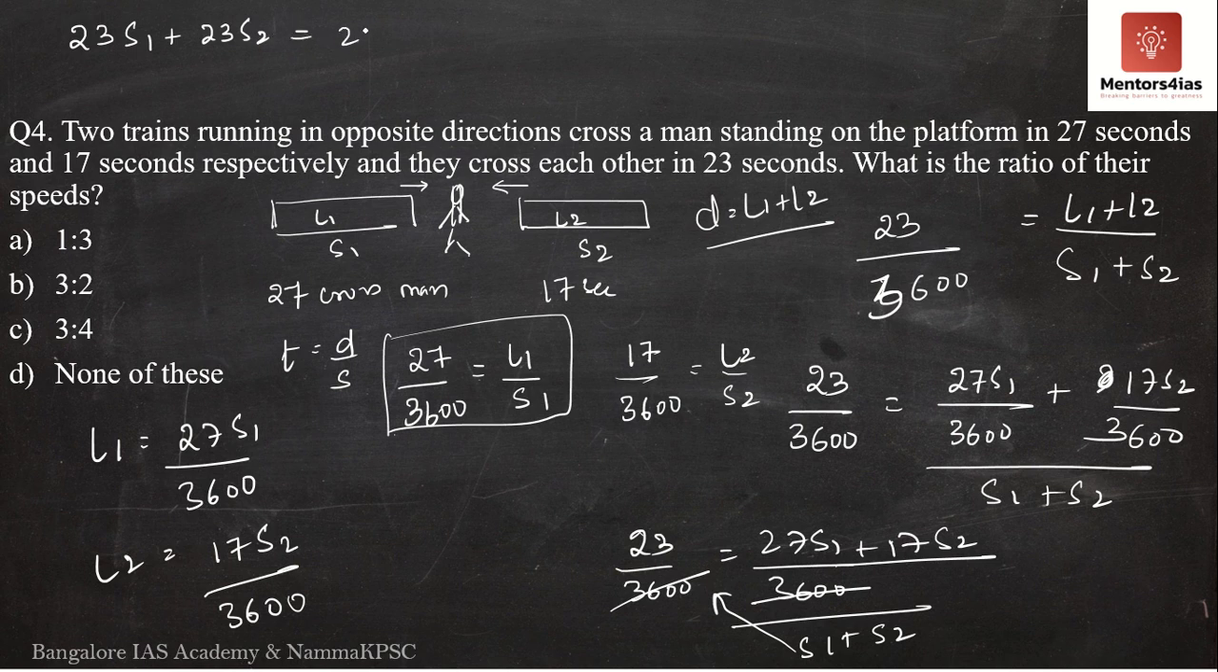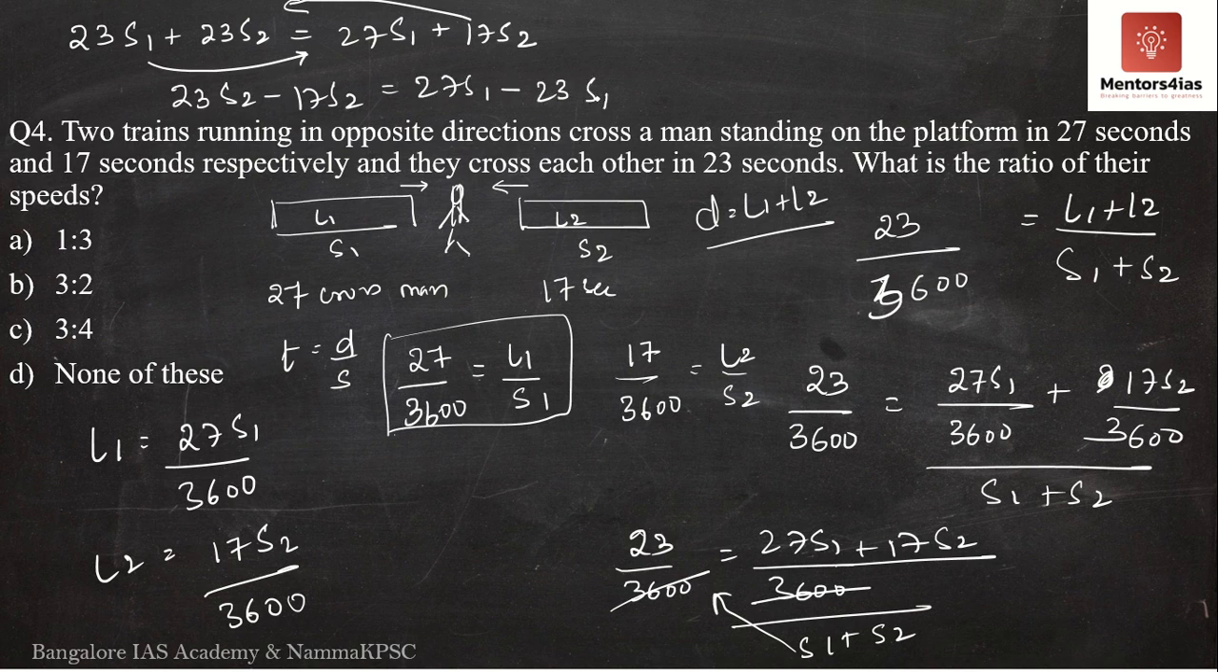Is equal to 27 S1 plus 17 S2. Now, I'm going to take 23 S1 to the right hand side and I'm going to take 17 S2 to the left hand side. So what do we get here? We get 23 S2 minus 17 S2 is equal to 27 S1 minus 23 S1.